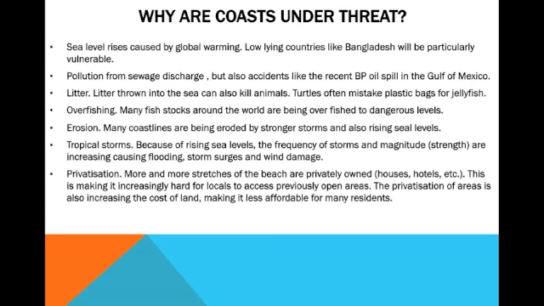Why are coasts under threat? Well, the sea level rises because of global warming, right? So low-lying countries like Bangladesh will be very vulnerable.